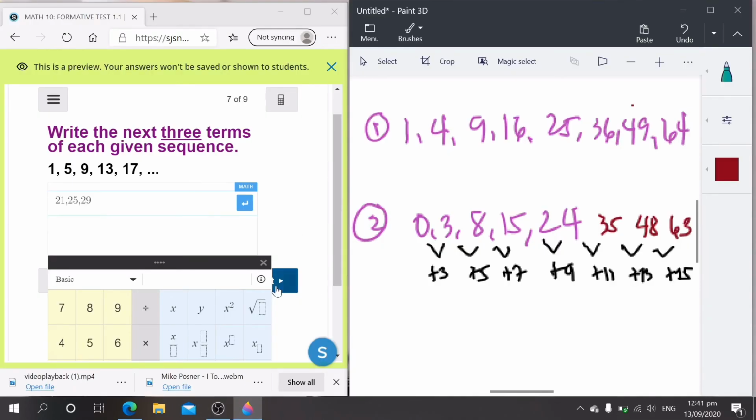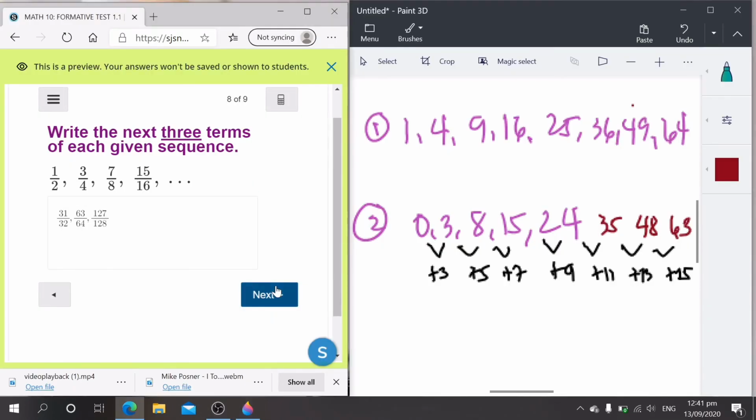Okay, next item. Now we have fractions again. In the denominator, observe that we just multiplied by 2. Right? So, 2 times 2 is 4, 4 times 2 is 8, 8 times 2 is 16. So, for the next, we will also multiply by 2. So, the denominator will be 32. Next, 32 times 2 is 64. 64 times 2 is 128.